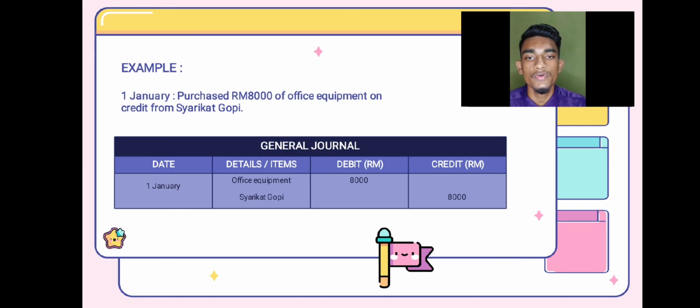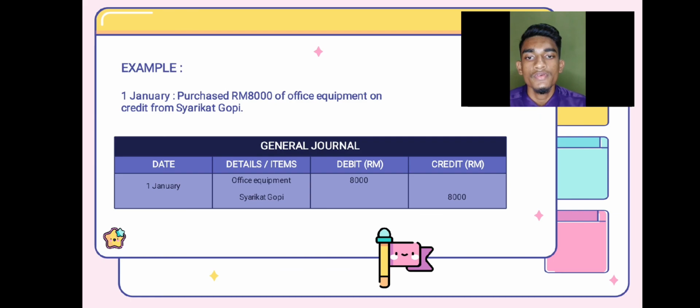On the first row, we should write office equipment on the debit side and the amount is 8,000. In the second row, we should write Sharikat Gopi on the credit side and the amount is 8,000. As we can see in double entry system, one account should be written on the debit side and another account should be written on the credit side.